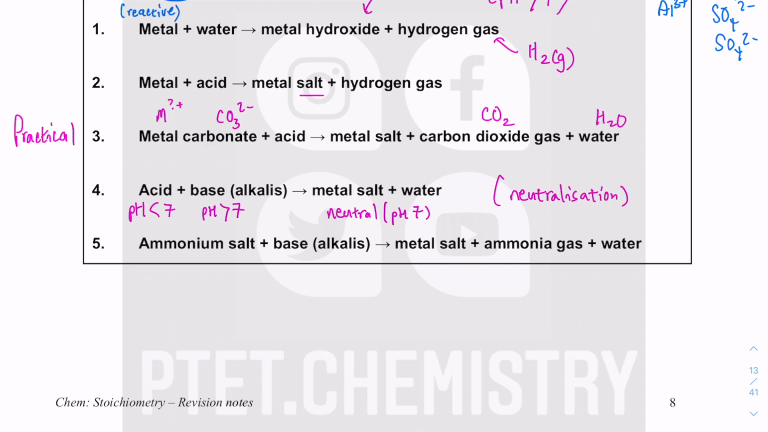Acid, anything that contains H plus. Base or alkali, anything that contains OH minus, they will give you the salt and the water. The salt, of course, as we talked earlier, is cations and anions.